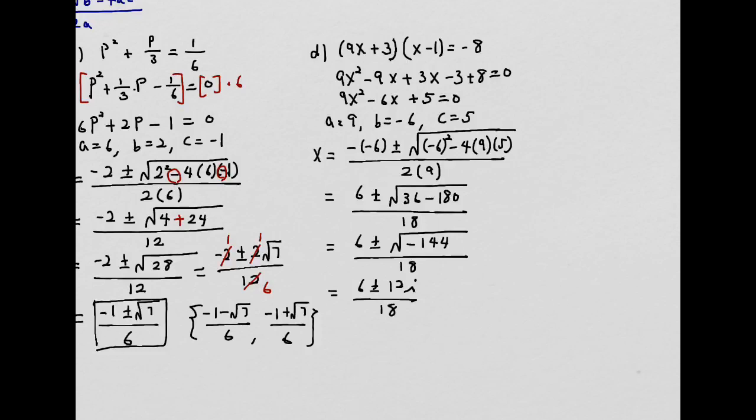And when you simplify this, you get, 6 fits in everywhere, right? 6 goes into 12, 6 goes into 18. So it'll be 1 plus minus 2i over 3. Because you have an imaginary unit, you cannot add or subtract from the whole number 1, so your solutions stay like that.